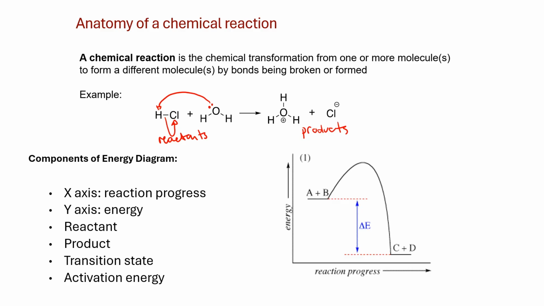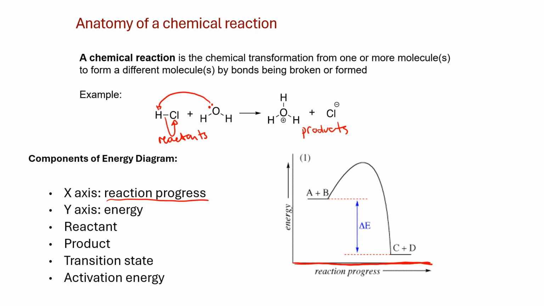So our diagram has two axes. The first one, down here on the x-axis at the bottom, we call our reaction progress. That is not time, it's reaction progress. It's how far along we are in transforming our reactants into products. And I'll talk more about that in a minute. So that's our reaction progress.